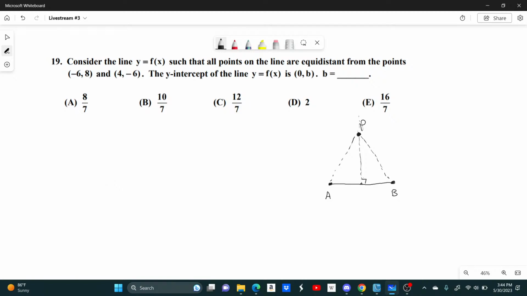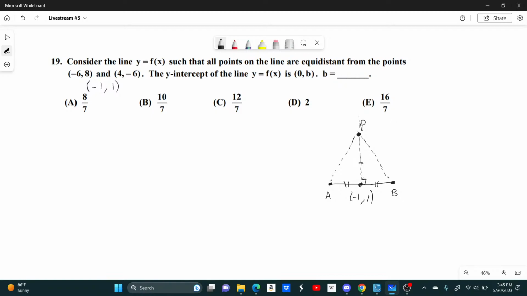If this is the midpoint, then we know these two are the same, and we know that they share this leg in common. So by the Pythagorean theorem, we know that these two lengths are going to be the same. So, perpendicular bisector. We just have to find the perpendicular bisector of this right here. So, the midpoint between these two points: -6 plus 4 is -2, so that's -1. 8 plus -6 is 2, so that's 1. So that's the point that it's going to go through.